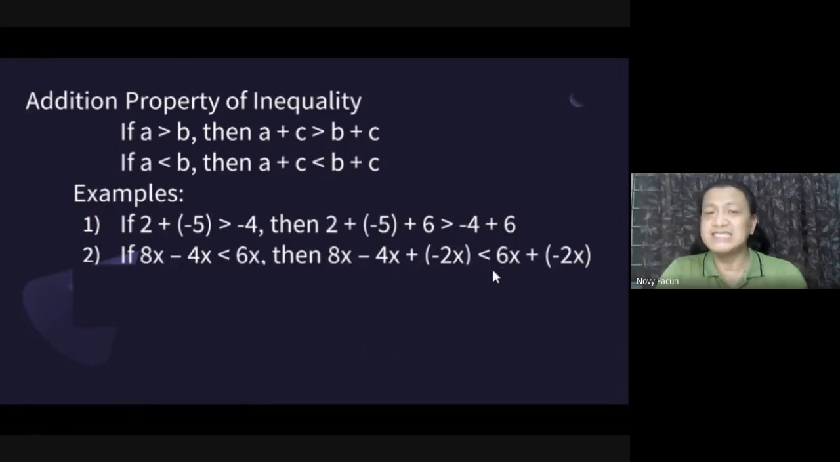Okay. And number 2, if 8x minus 4x is less than 6x, then 8x minus 4x plus negative 2x is less than 6x plus negative 2x. Observe. So, ano yung inadd ko sa both side of the inequality? That is negative 2x. Take note of the number being added.